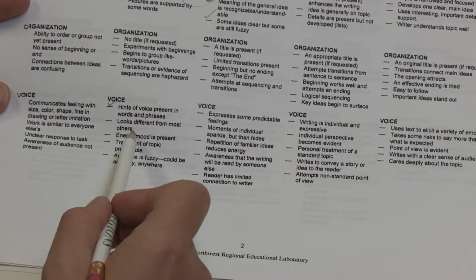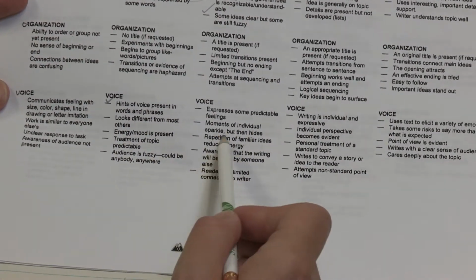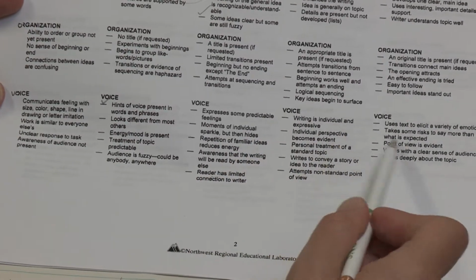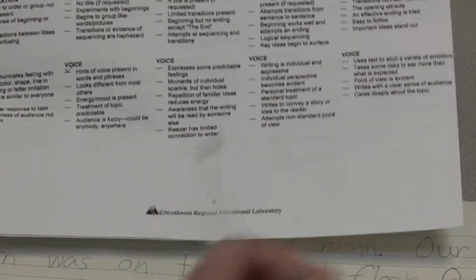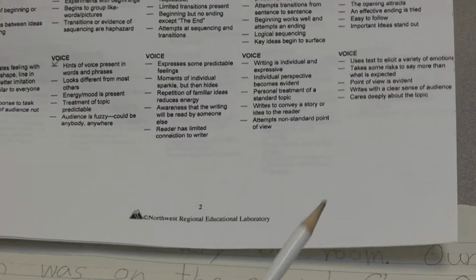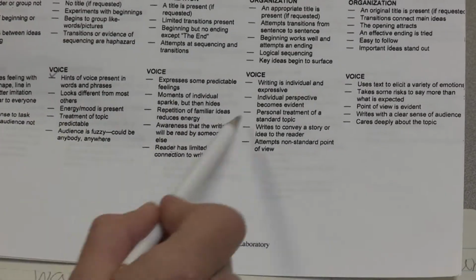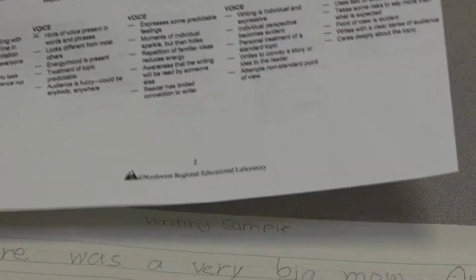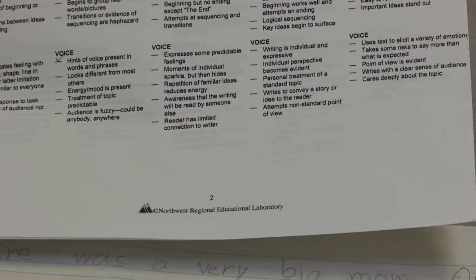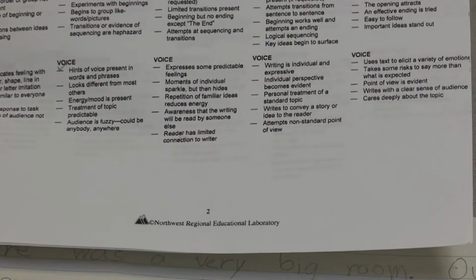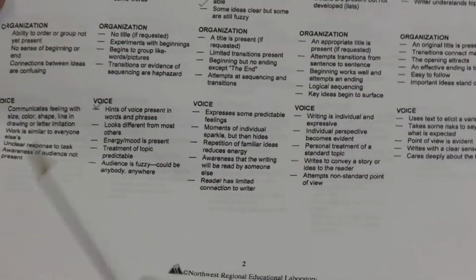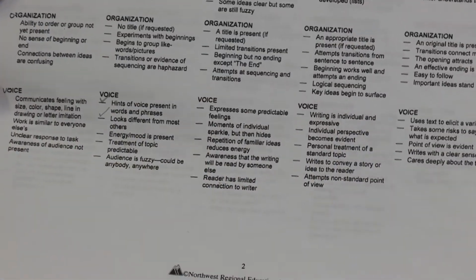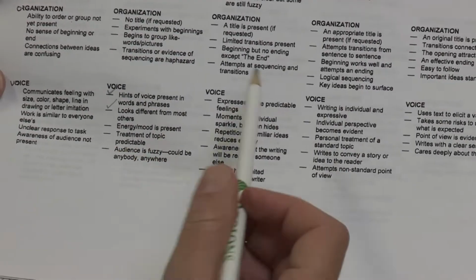Looks different from most others. Moment of individual sparkle, then hides. Individual perspective becomes evident, or takes some risk. Well, there are no risks. So I can go back to 2 and 3 here. So individual sparkle, I don't really see it. To me, it's just he's telling us what he did. So I'm actually just going to give him a 2 again. So going down, and then going to the next category.